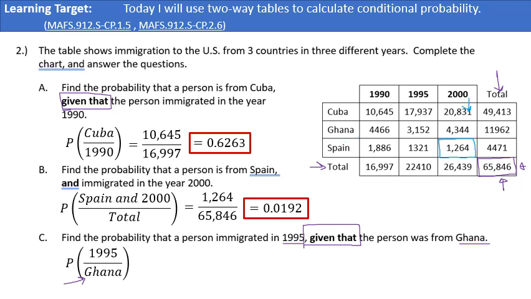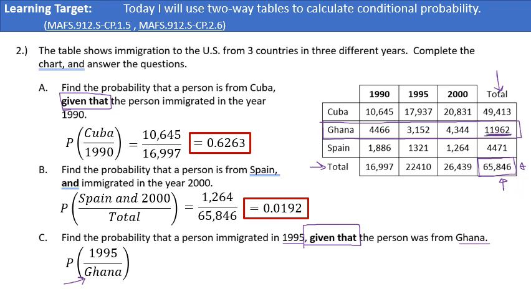Let me erase all of these from our last problem. Here we go. All right, so now we're going to be talking about Ghana. So it means we're going to be focusing on this row here. So here's my question. What's the total that we're going to take this out of? What's our denominator of this probability going to be? Yeah, 11,962. This is the total people from Ghana. This is going to be our denominator.